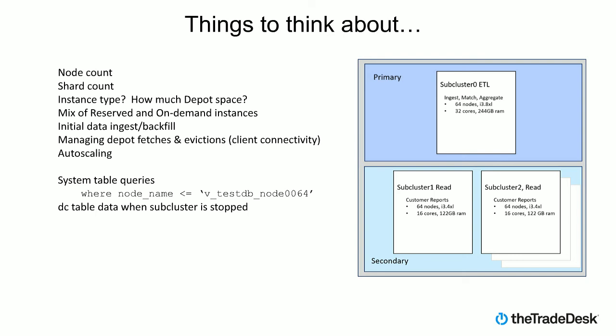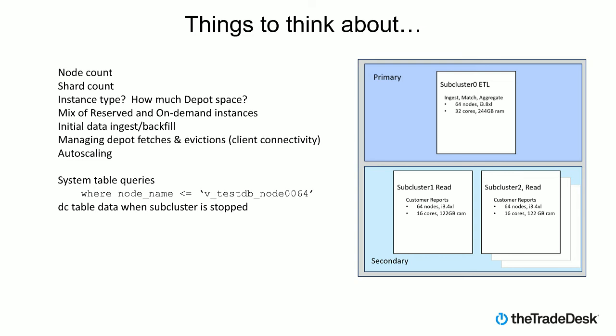Two things to watch out for when you're working with Eon. The first is system table queries on storage layer metadata. The thing to be careful of is that the storage layer metadata is replicated. There's a copy for each of the subclusters that are out there. So like we have the ETL subcluster and our read subcluster. For each of the 5 subclusters, there is a copy of all the data in the storage containers system table, all the data in the partitions system table.